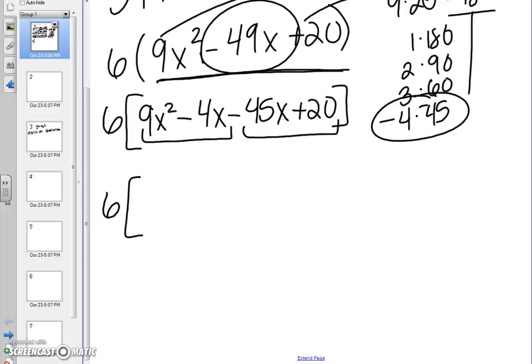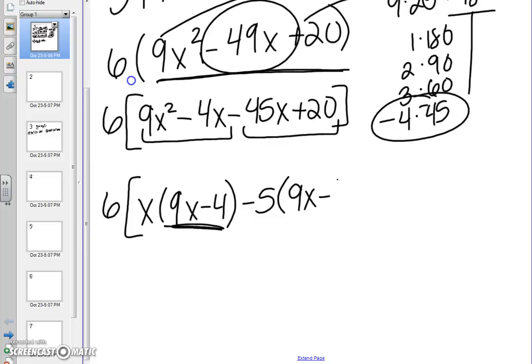So bring down the 6. Now this is when the brackets come in handy. We look at those first 2 terms, 9x squared minus 4x. What do they have in common? Nothing with the numbers, but they have a variable in common. So we factor that out. And then we look at negative 45x and a positive 20. Do the numbers have anything in common? Yes, they do. What's the biggest thing, or more importantly, what's going to give us that 9x minus 4? It's if we factor out a negative 5, and then we get 9x minus 4, which is good because those two things match up.